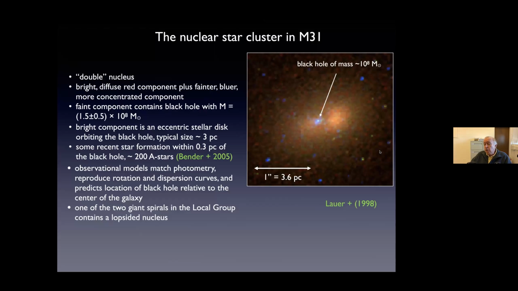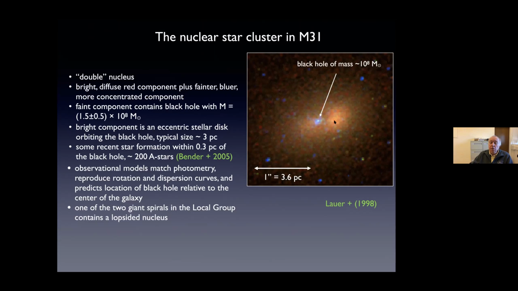The obvious observational application of this is to the nuclear star cluster in M31. The Hubble telescope, following early work by the Stratoscope balloon telescope, found that the nucleus was double. There's a bright, diffuse reddish component, plus a fainter, bluer, more concentrated component. At the center of the bluer component is a black hole with a mass between 1 and 2 times 10 to the 8th solar masses.